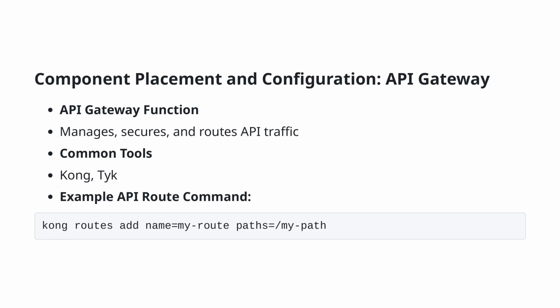When it comes to common tools, you have excellent options like Kong and Tyke. Each of these tools provides robust features to handle your API management needs efficiently. For instance, with Kong, you can easily define routes to manage how traffic is directed.